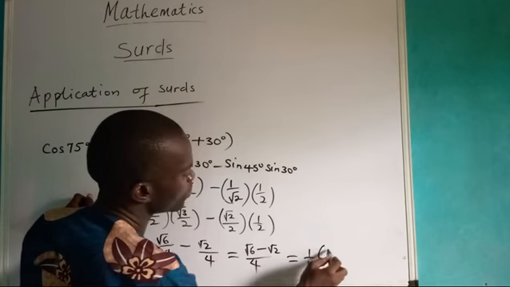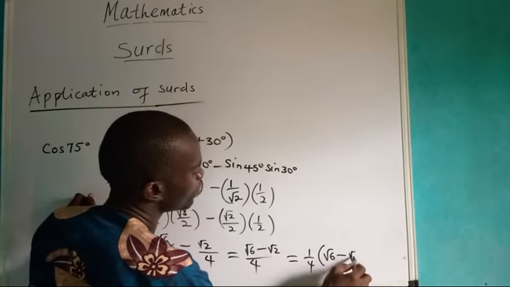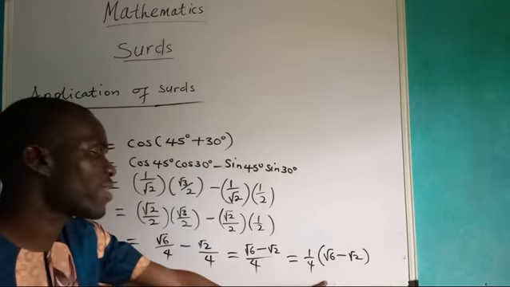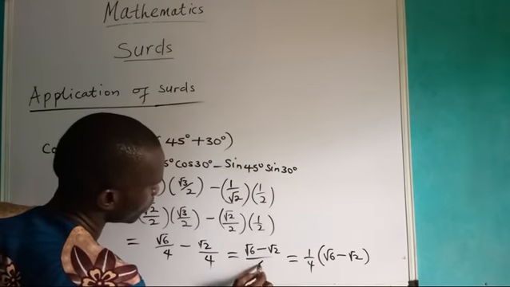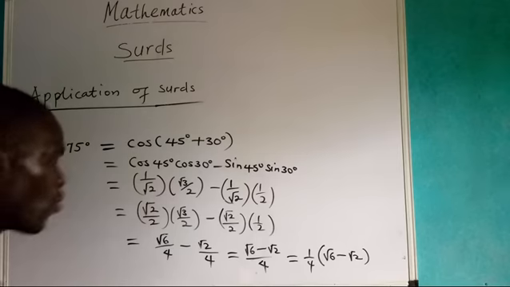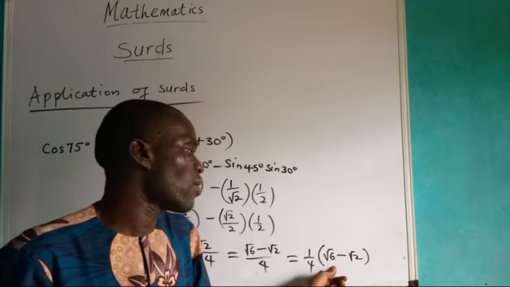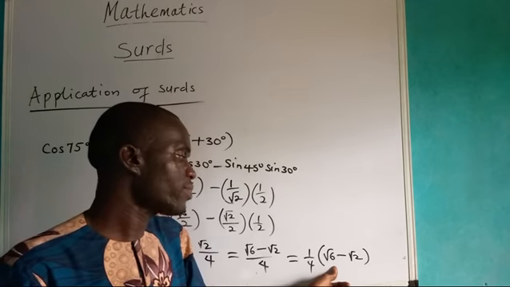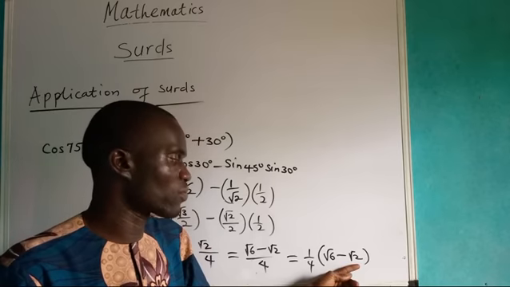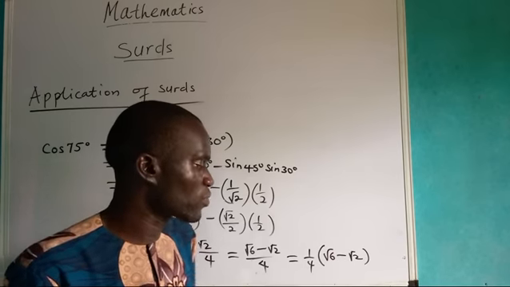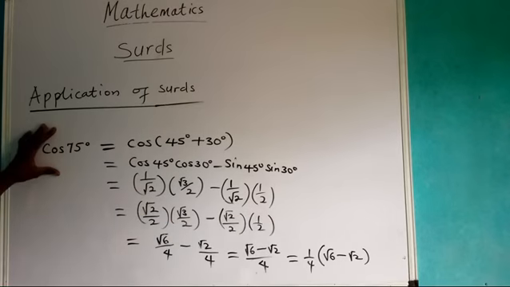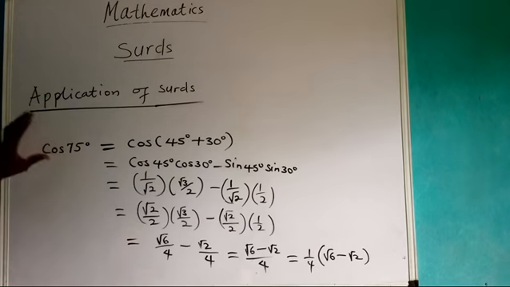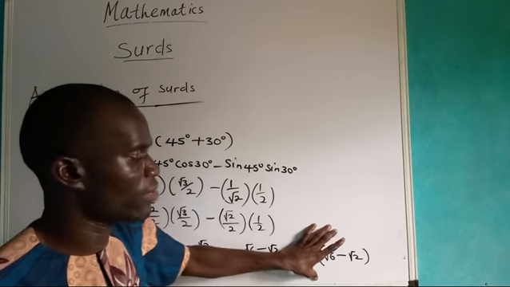Therefore, I can stop here, or better still, I can continue and say 1 over 4, with root 6 minus root 2 inside the bracket. Either I leave it like this or like that, I will have the same result. Get your calculator, get the value of root 6 and the value of root 2, subtract them, and divide by 4. Put your value down. Then get the value of cos 75 degrees, and you will definitely have the same result. You will have a common result.